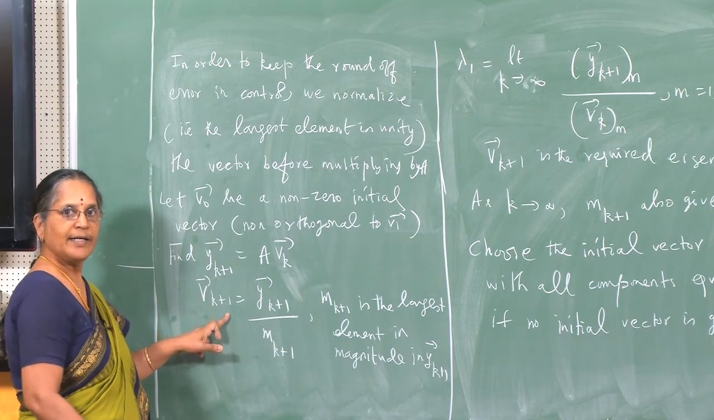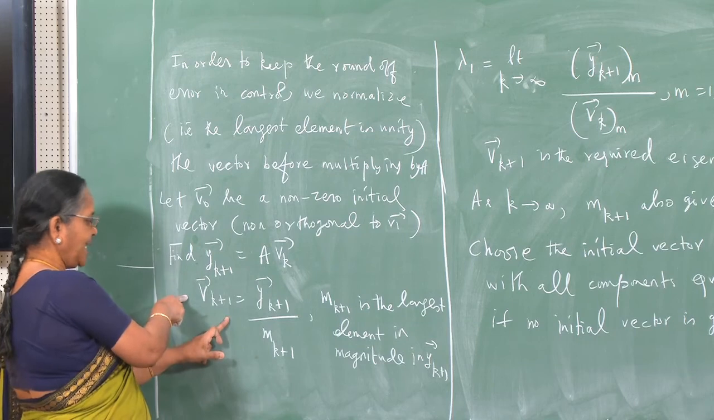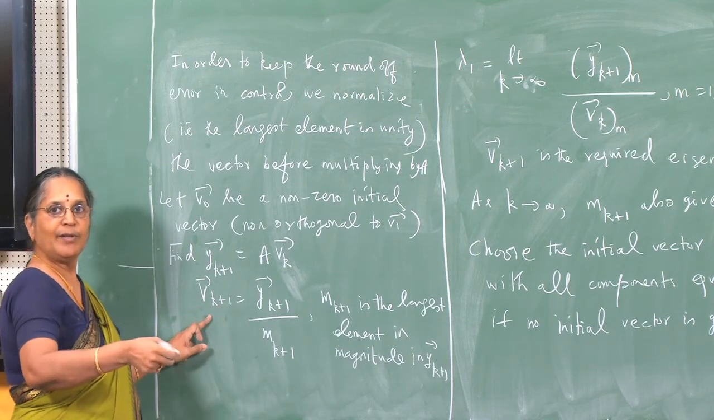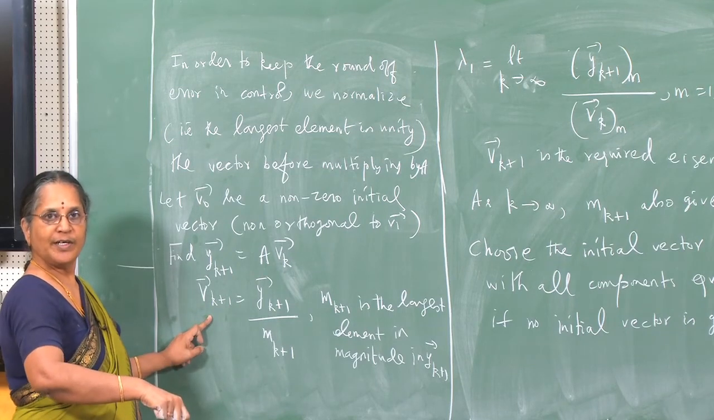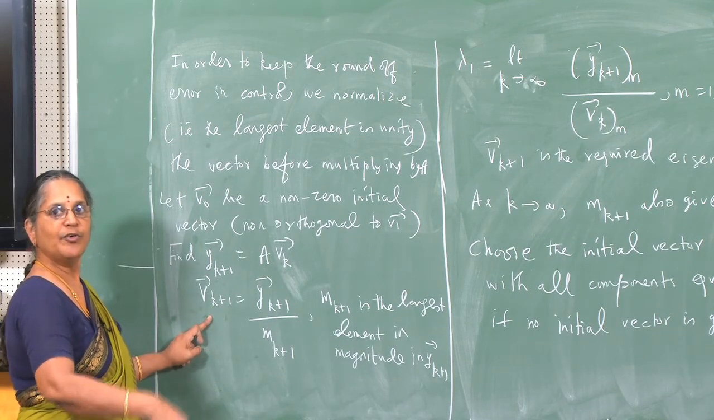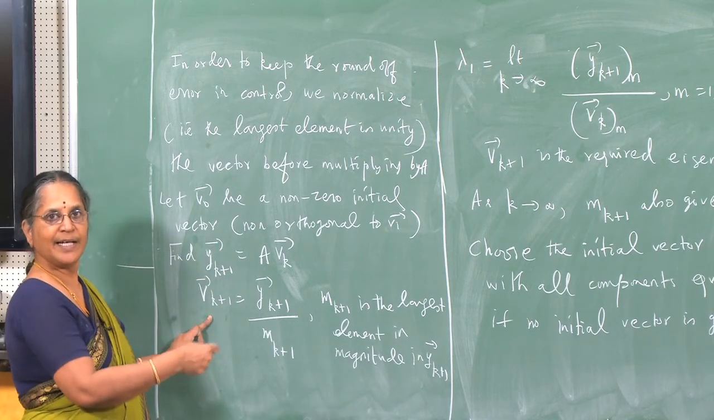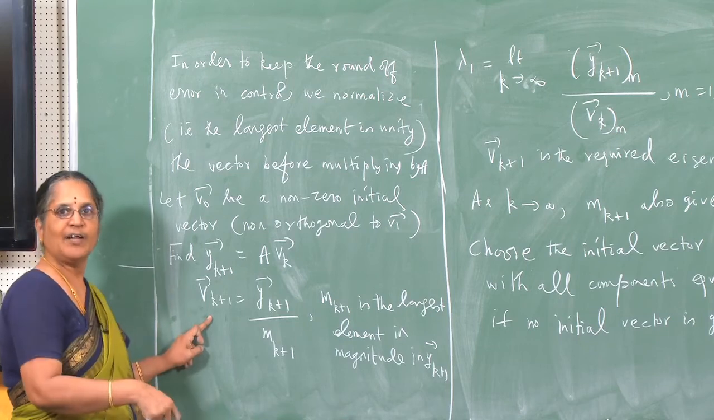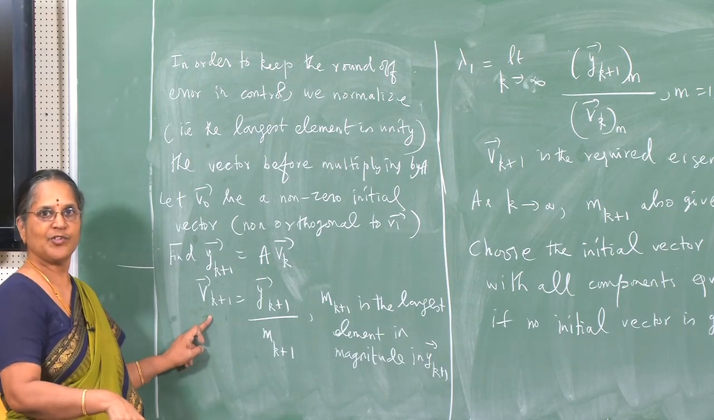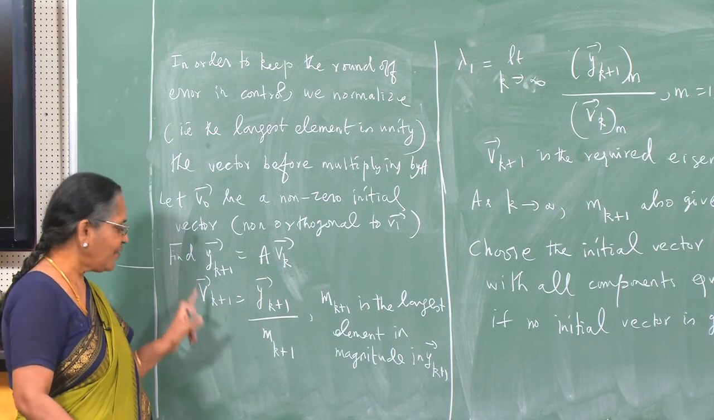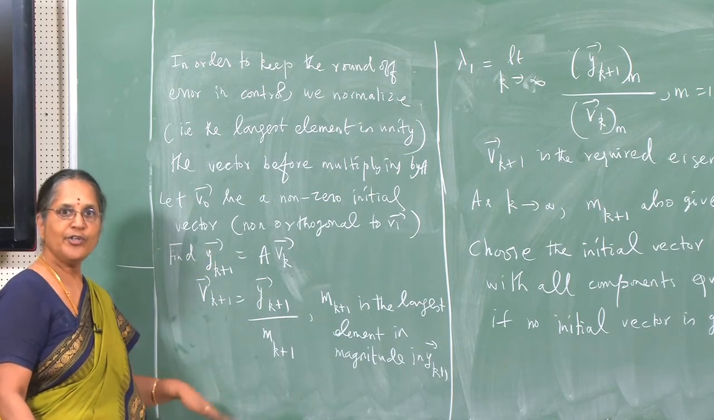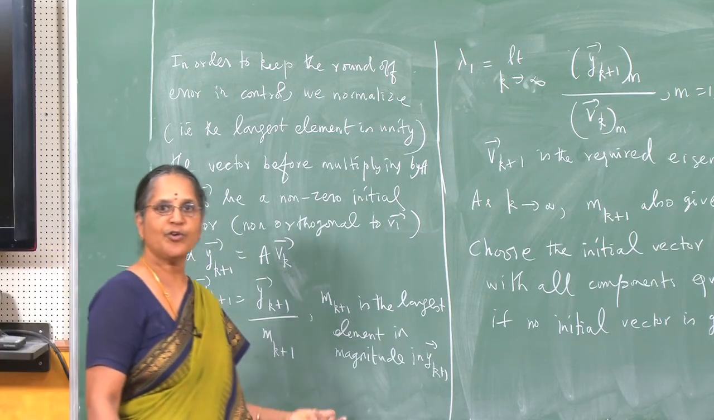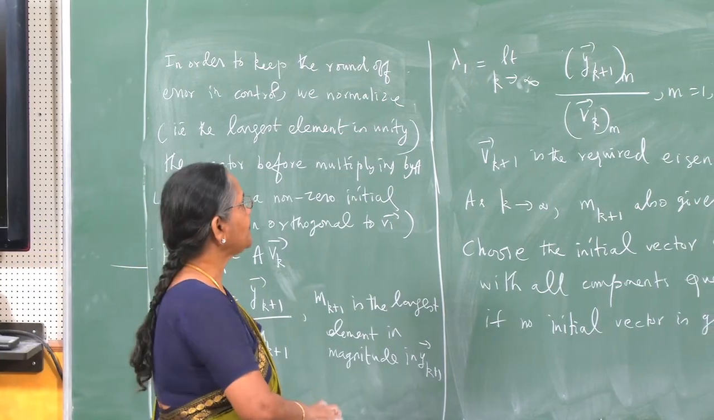So, if you pre-multiply now by A, you have a vector A v k plus 1, that will be your y k plus 2. From that vector you take numerically the largest element, call it m k plus 2. So, divide your vector y k plus 2 by m k plus 2, and the resulting vector is v k plus 3. So, you continue to perform your computations this way. This will help you to control the round off errors.